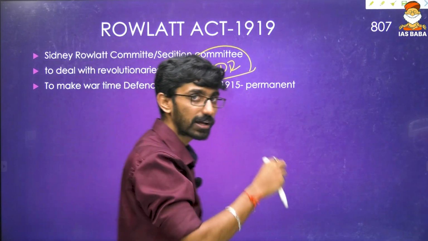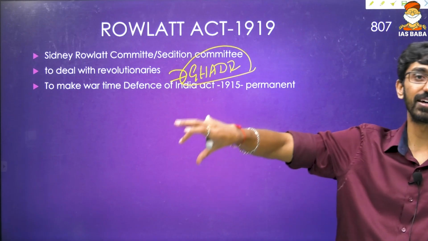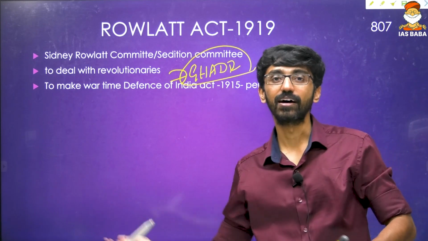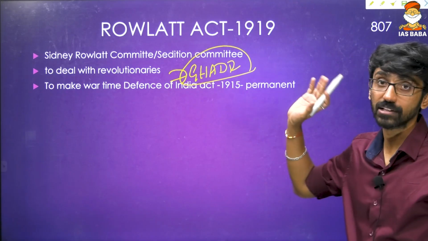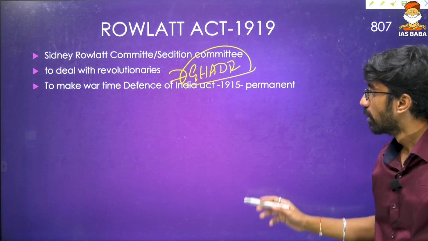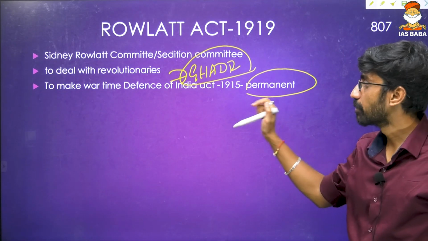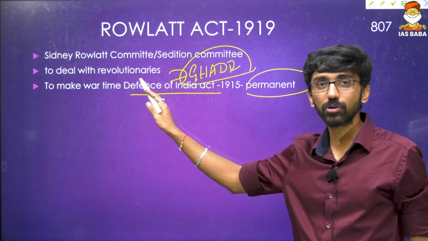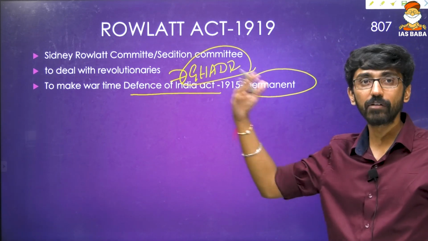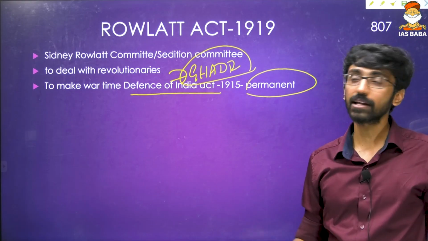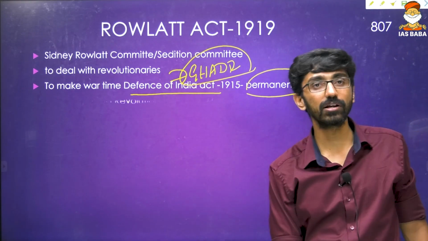We'll discuss one question asked about Ghadar also. Look at how the questions are interrelated with one act. That act is related to one more revolutionary organization, that is Ghadar. That question is also asked twice, not once. And to make this act permanent, because it was a temporary act brought in to deal with Ghadar revolutions, and to deal with more revolutionaries, they brought the Rowlatt Act on the basis of the Sedition Committee, which is also called the Sydney Rowlatt Committee.